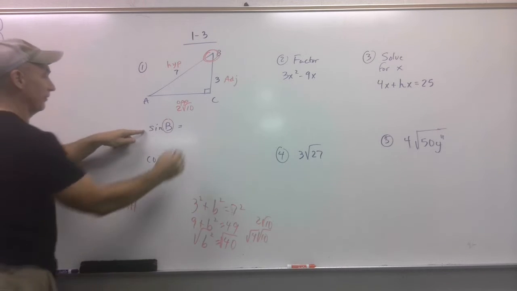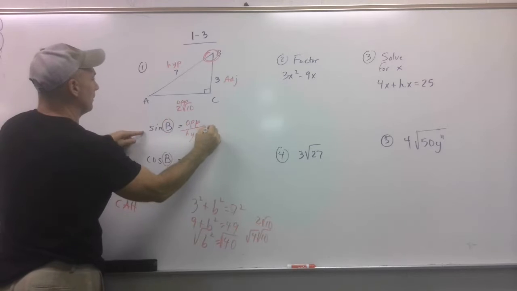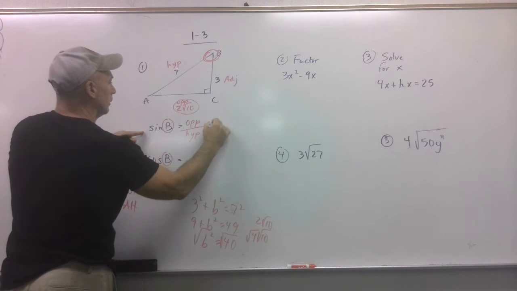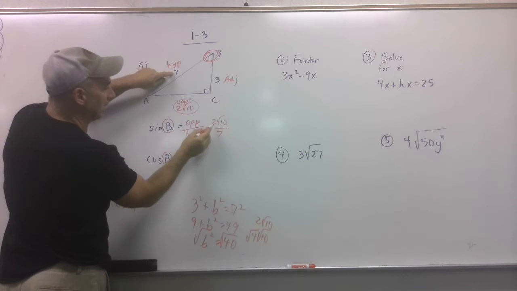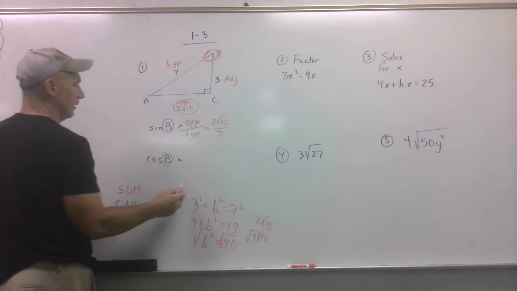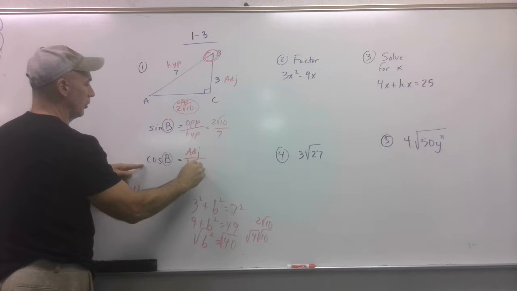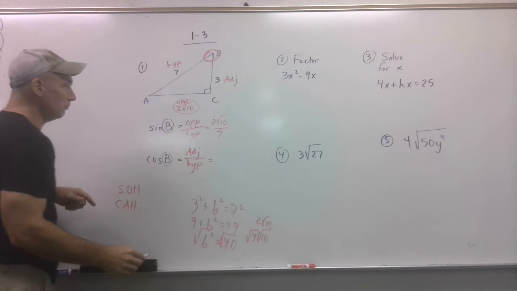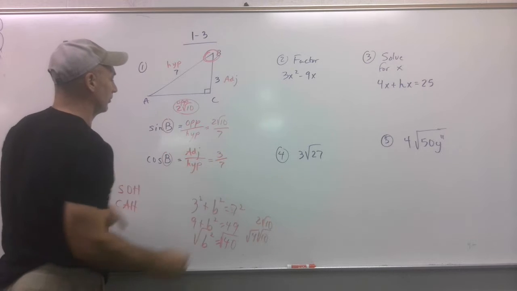Now I can do stuff. This is my opposite over my hypotenuse. What's my opposite side? Right here. 2 square root of 10. What's my hypotenuse? 7. I can't reduce 2/7, so I'm done. And I can't break down the square root of 10. Cosine. Cosine is adjacent over hypotenuse. So we would get the adjacent side is 3, hypotenuse is 7.